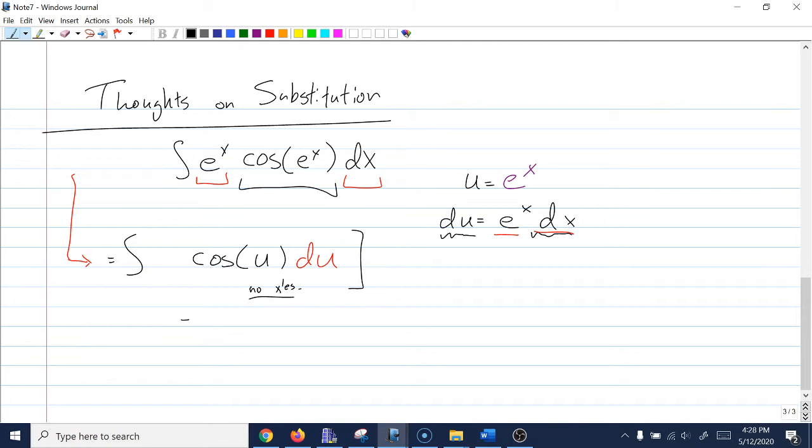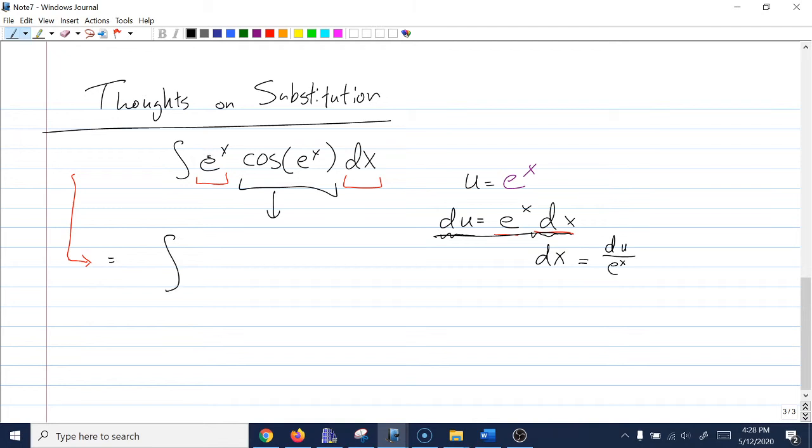I think that's fine as long as you don't actually try to integrate something that has both the x's and u's combined in it. Like, what do I mean? That is not a very clear explanation. What I mean is sometimes people will say, I need to make this change. They'll take this and solve for dx. dx is du over e to the x. And then they'll start doing substitutions. This is the integral of e to the x is u, cosine e to the x is cosine u, dx is du over e to the x.